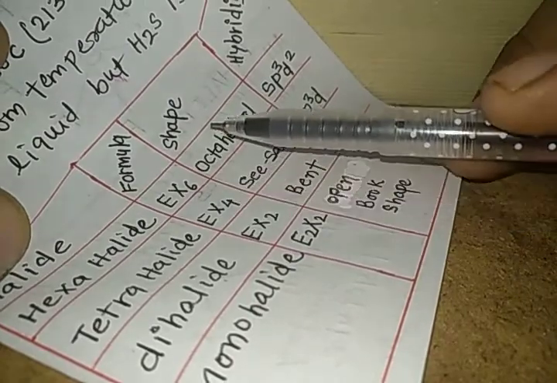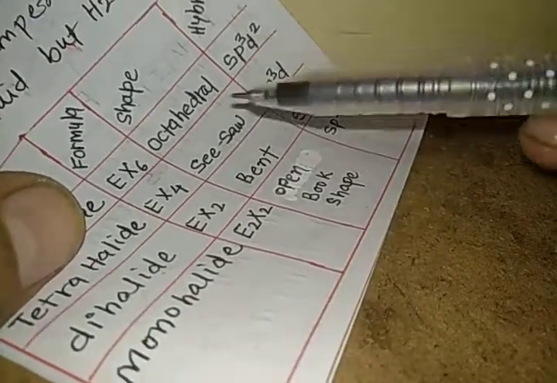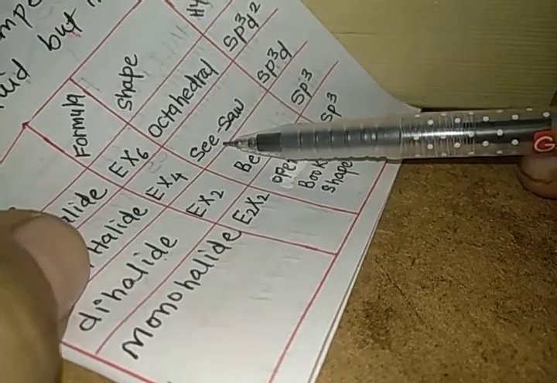First we will study the hexahalides. These hexahalides have the general formula EX6. The shape is octahedral and the hybridization is sp3d2. Then we have tetrahalides, explained as EX4. They have seesaw structure and sp3d hybridization. Actually, sp3d hybridization is trigonal bipyramidal, but one of the equatorial positions is taken by the lone pair, and that is how the shape turns into a seesaw.